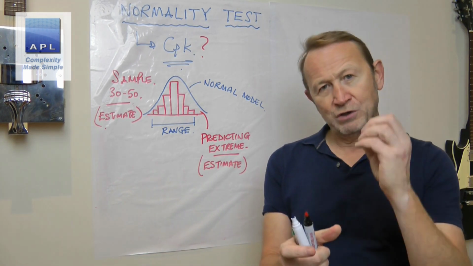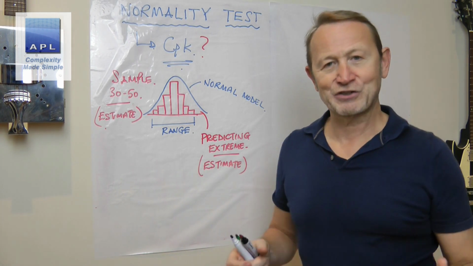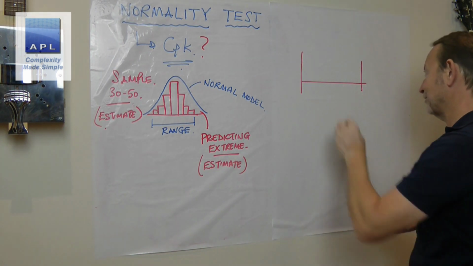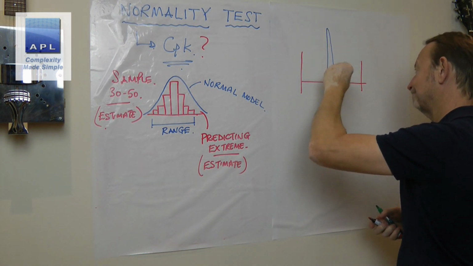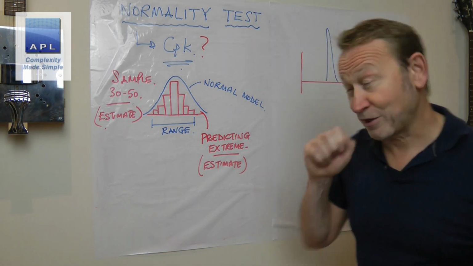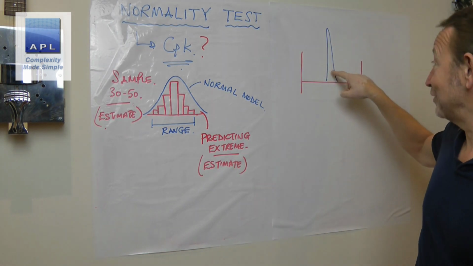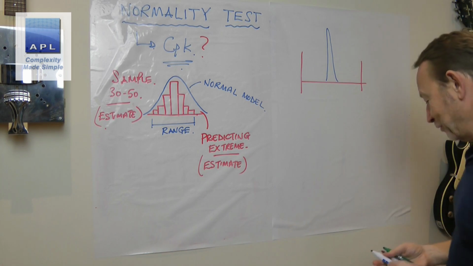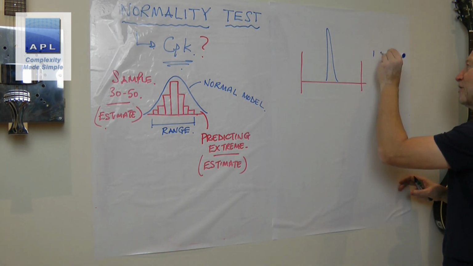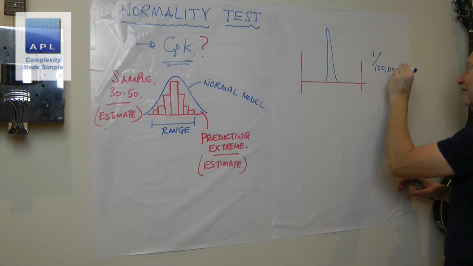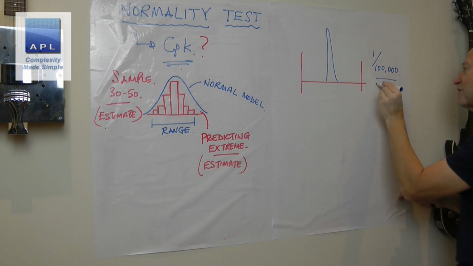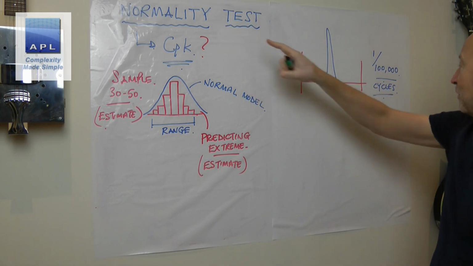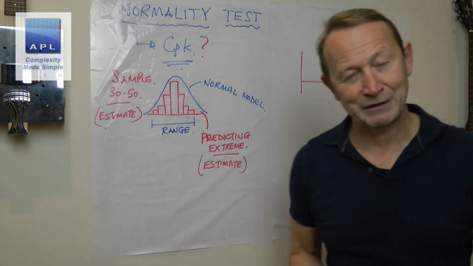Now let me draw you the capability data that these guys have been seeing. They've got capability results that look like this. Then they've done a normality test on this and said it's not normal, I can't rely on the results. Well, the results are predicting something like one defect in 100,000 cycles, and the normality test is saying, well, it's not normal, you can't rely on this number.